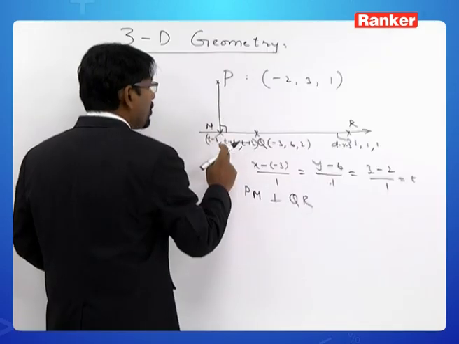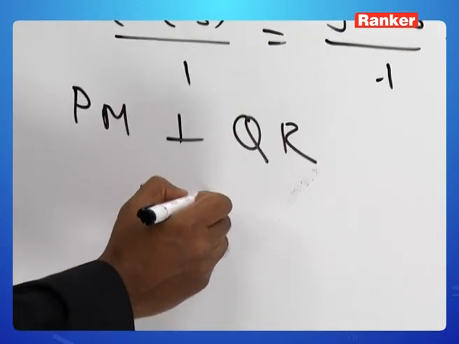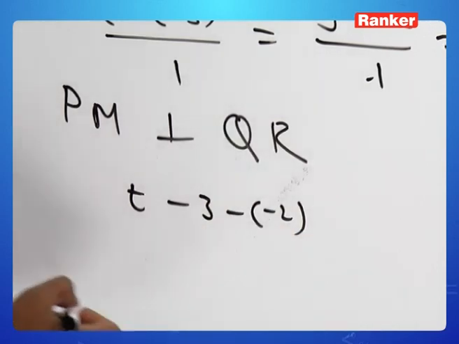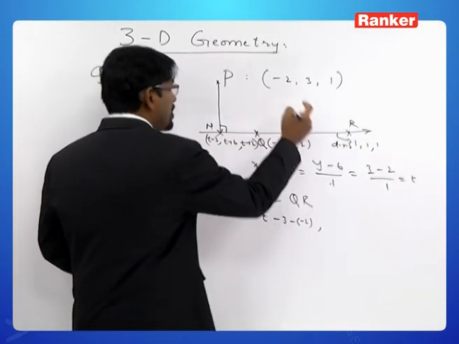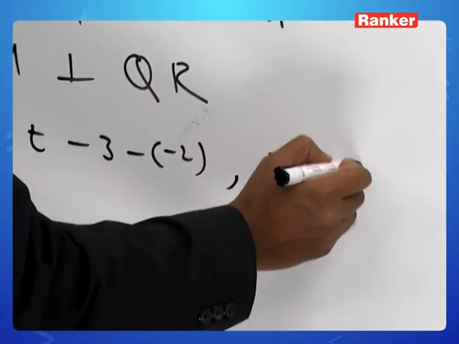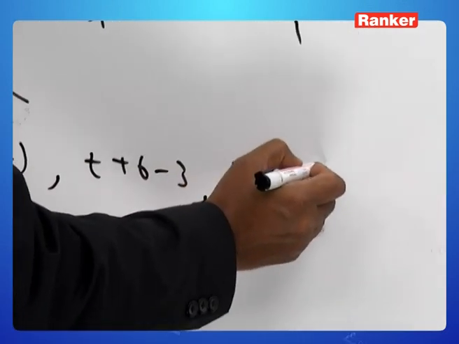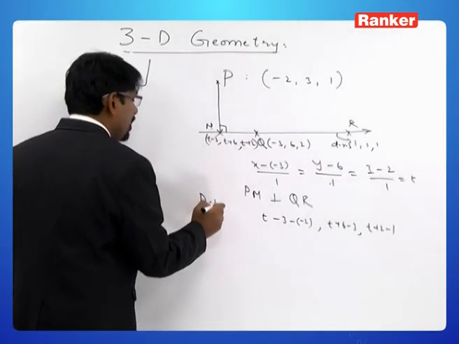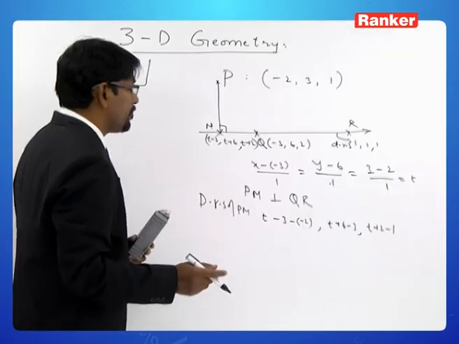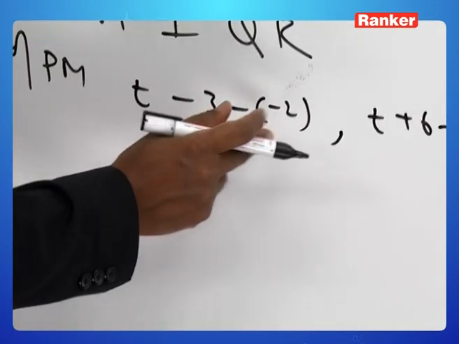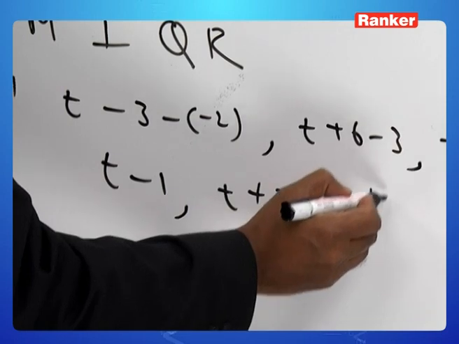What are the DRs of PM? t minus 3 minus of -2, so t minus 3 plus 2, comma t plus 6 minus 3, comma t plus 2 minus 1. These are the DRs of the PM line. So that is t minus 1, comma t plus 3, comma t plus 1.